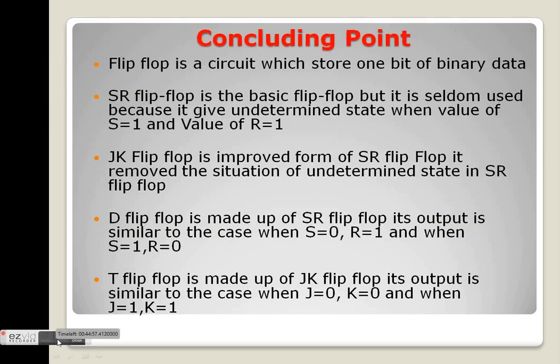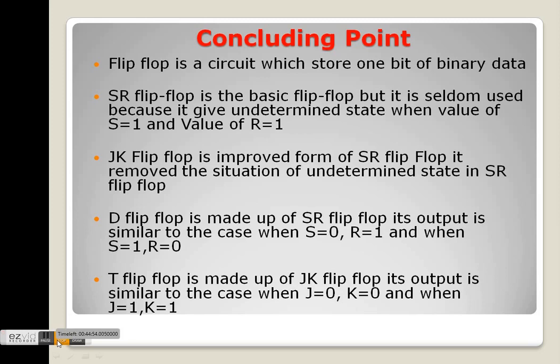Students, these are some concluding points of this lecture. Students, flip-flop is a circuit which stores one bit of binary information. Okay. Now we have four types of flip-flops. First one is SR, second one is JK, third one is D, and fourth one is T flip-flop. The SR flip-flop is the basic flip-flop, but this flip-flop is seldom used because this gives an undetermined state when the value of S is 1 and the value of R is 1. Okay. JK flip-flop is an improved form of SR flip-flop, and in this flip-flop we remove the undetermined state of the SR flip-flop when the value of S was 1 and the value of R was 1.